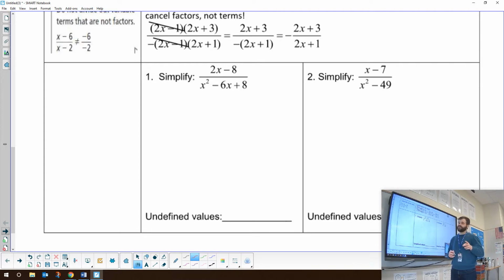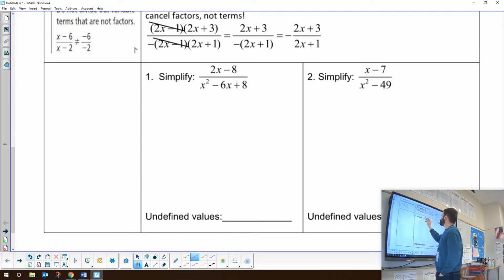Now, just for reference, I can't just start canceling willy-nilly. We have to have things being multiplied to be able to cancel. So for instance, I can't just cancel this x and this x from top and bottom. I have to factor first and then see what we can cancel, okay? If there are addition and subtraction signs and we're not multiplying with parentheses, we cannot cancel them out.